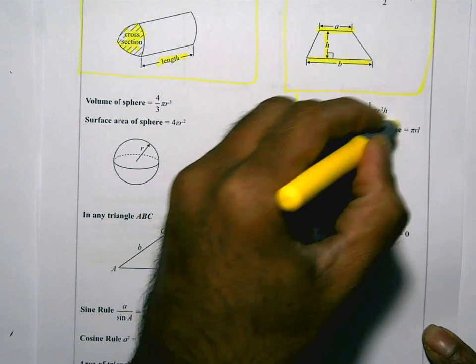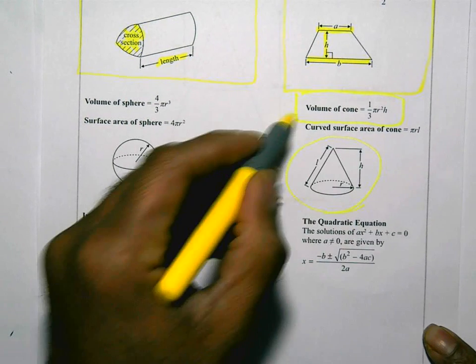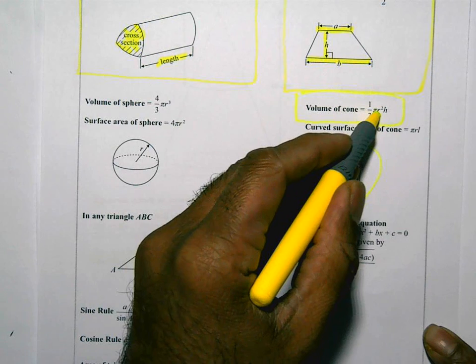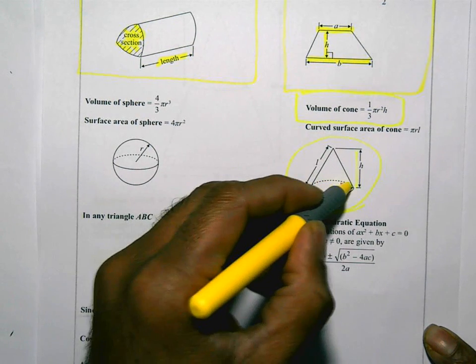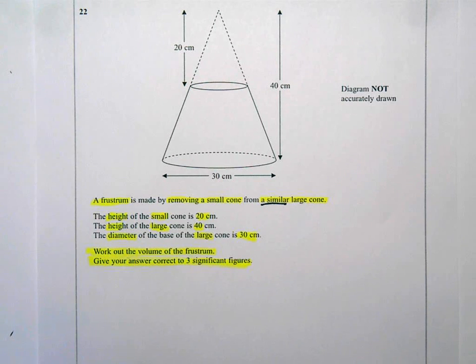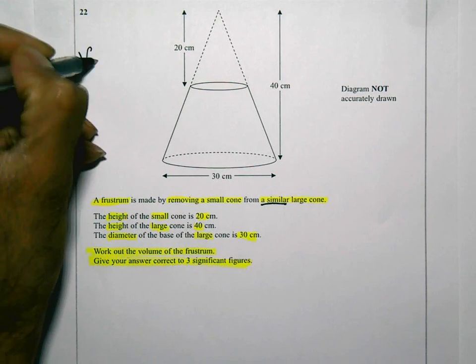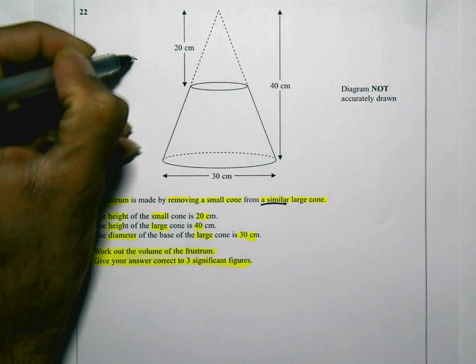It's written down here. There's a cone, and the volume of a cone is 1/3 pi r squared times the height. So you've got the height of the cone, and r squared is the radius of the base. So that's the volume of a cone. If I was in the exam, I'd look for that, and then I'd make a note of it on my page. So the volume is going to be 1/3 pi times radius squared times the height.